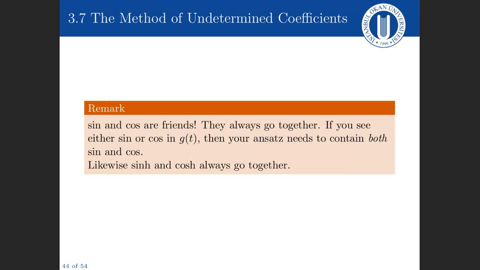Before I go on to the next example, let me just remark about this. We should consider that sine and cos are friends. They always go together. If you see either sine or cos in your g of t, then your ansatz needs to contain both sine and cos. Likewise, sinh and cosh, my friends, they should always go together. If g of t contains one of these, then your guess at a particular solution should contain the other one.